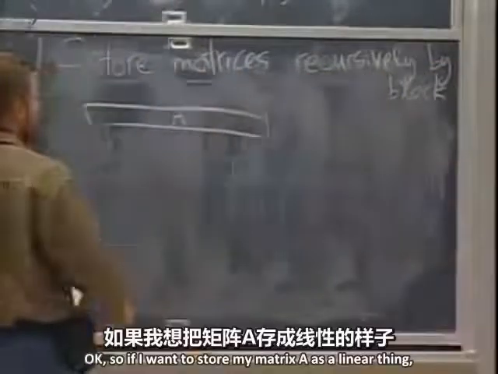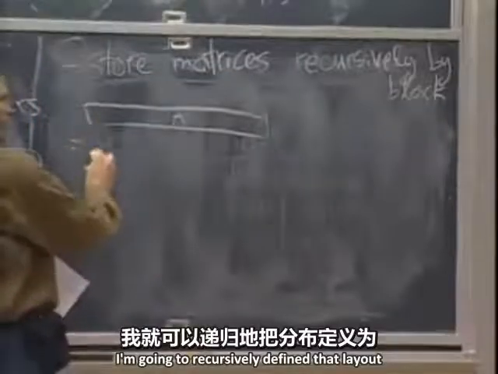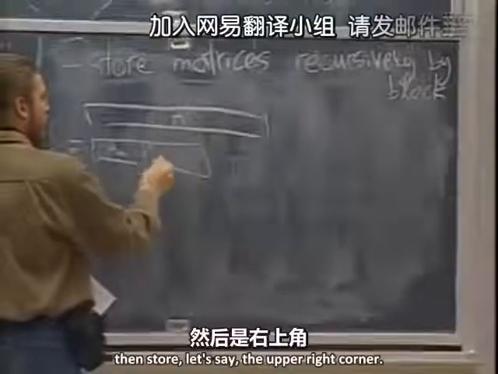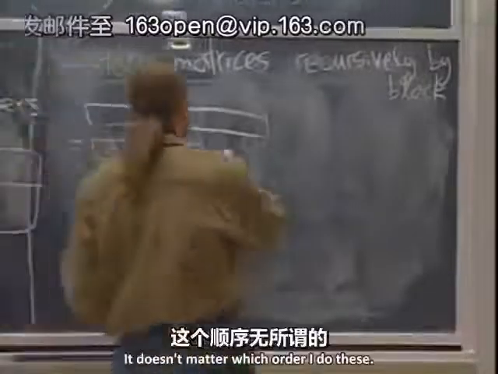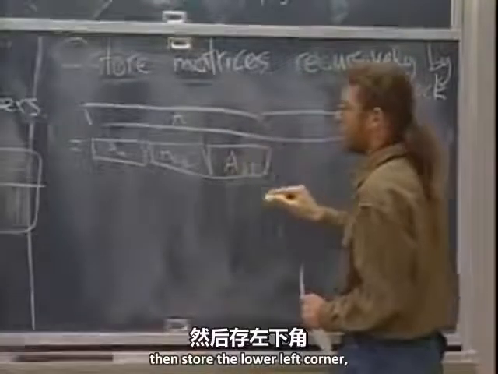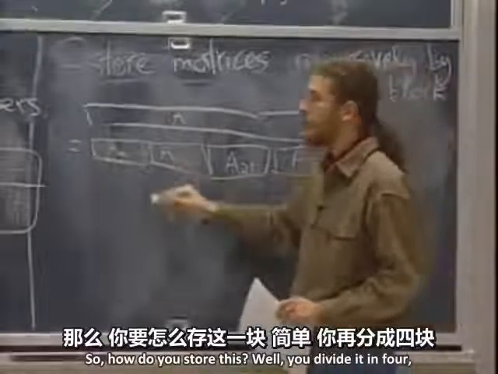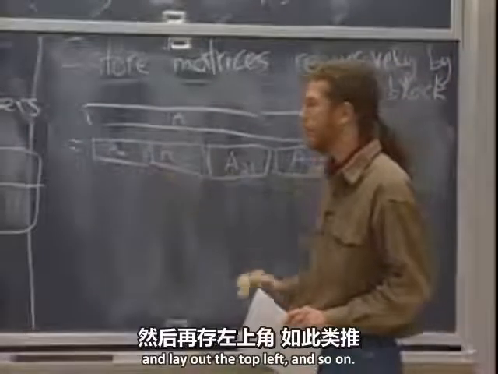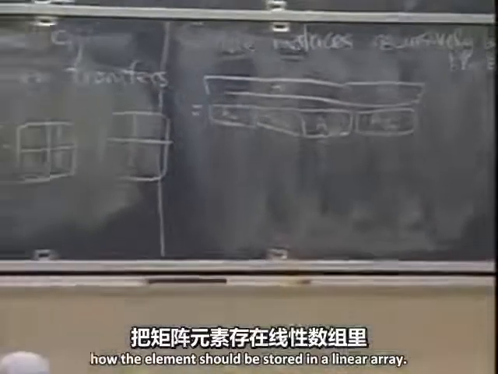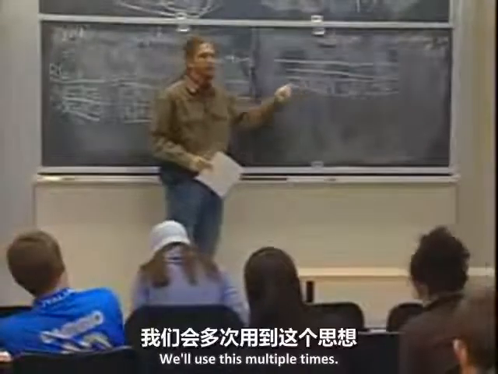Okay, so if I want to store my matrix A as a linear thing, I'm going to recursively define that layout to be: recursively store the upper left corner, then store, let's say, the upper right corner. It doesn't matter which order I do these. Then store the lower left corner, and then store the lower right corner recursively. So how do you store this? Well, you divide it in 4 and lay out the top left and so on. Okay, this is a recursive definition of how the element should be stored in a linear array. It's a weird one, but this is a very powerful idea in cache oblivious algorithms. We'll use this multiple times.